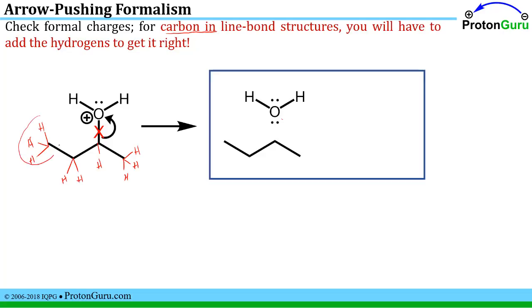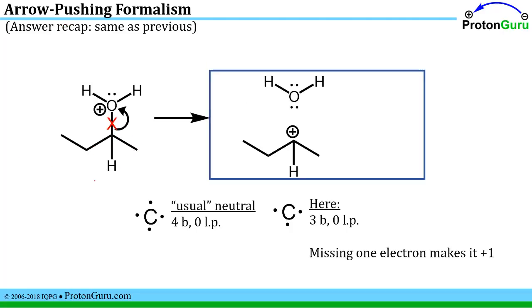We didn't add or take away any bonds from this, or this carbon, but the carbon here that was attached to the oxygen had a change in bonding, so its formal charge might change as well. So let's look at that more carefully. In the line bond structure, we don't have to show the hydrogen, but we need to know it's there in order to get the correct formal charge.